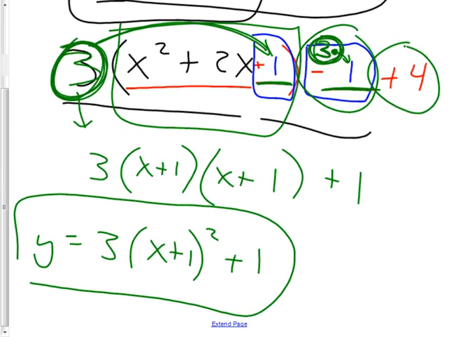There was a negative 3 right here. Get it's 3 times negative 1 makes negative 3. But then there was a plus 4. What's negative 3 and plus 4 make? Positive 1.